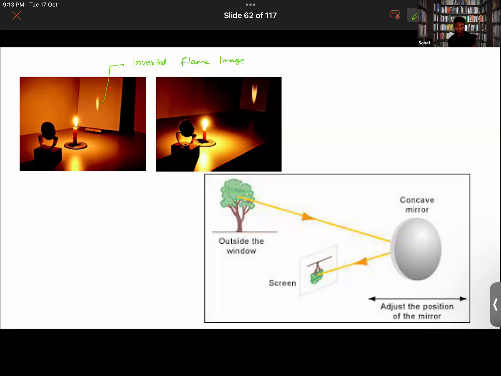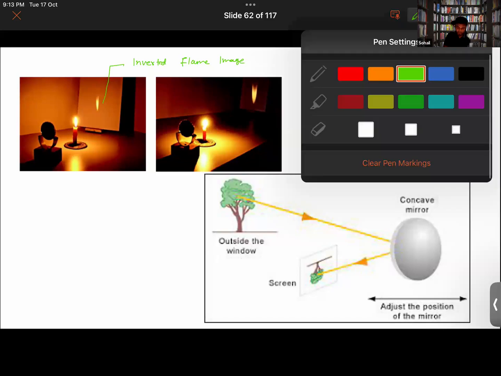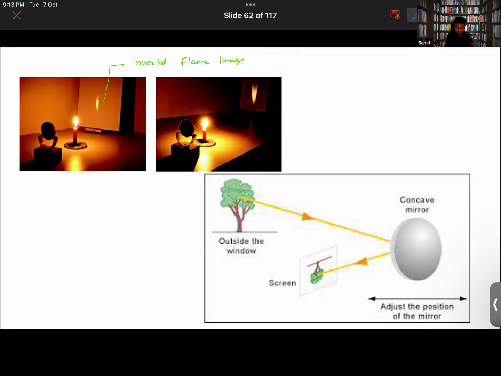Getting it or not? And then inverted, that thing is clear now. Then I say that it's real, actually. Why real? Because you can actually obtain the image on a screen. This is the screen, and we were able to obtain the image. Here also we have obtained the image of it on a screen.